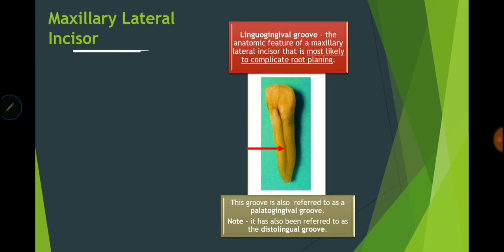Maxillary lateral incisor, I think I mentioned this before. The tooth has the most variation of any other tooth in the mouth, except of course for third molars. So this tooth has a lingual gingival groove or a palatal gingival groove, which is the anatomical feature of the maxillary lateral incisor that is most likely to complicate root planing. The groove is also referred to as the palatal gingival groove. Some people call it a distal lingual groove.